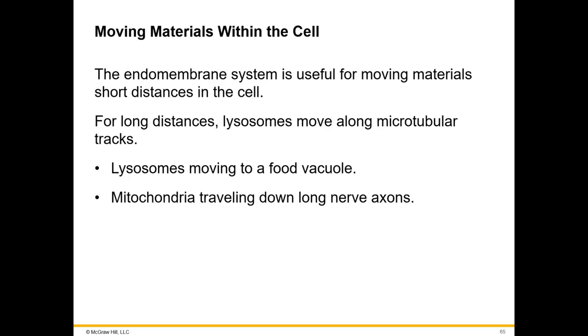They will move to food vacuoles to break down different kinds of food and get energy from them. And mitochondria will also travel down along long nerve axons whenever they need to travel a different distance.